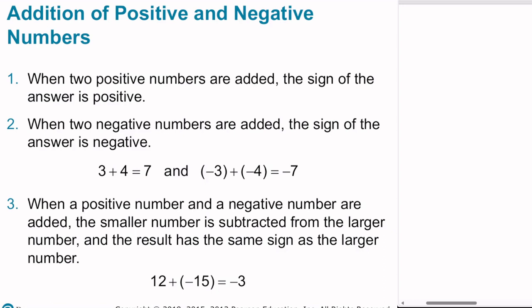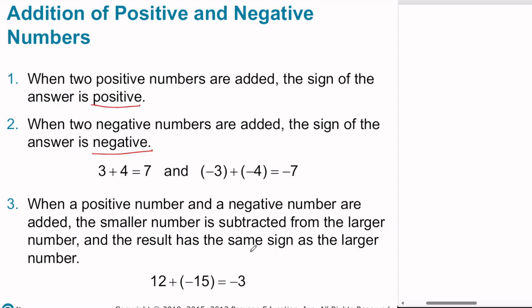Next, we'll review the rules for the addition and subtraction of positive and negative numbers. When two positive numbers are added, the sign of the answer is positive. When two negative numbers are added, the sign of the answer is negative. When a positive number and a negative number are added, the smaller number is subtracted from the larger number, and the result has the same sign as the larger number.